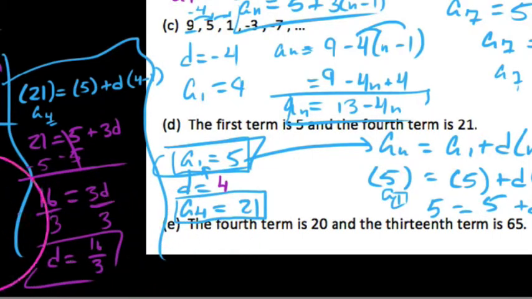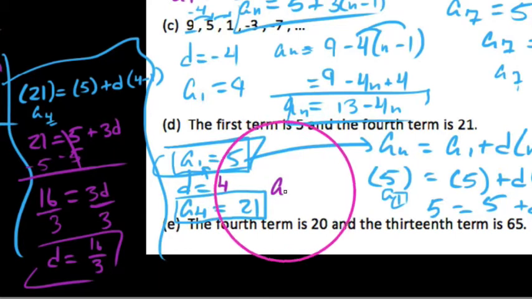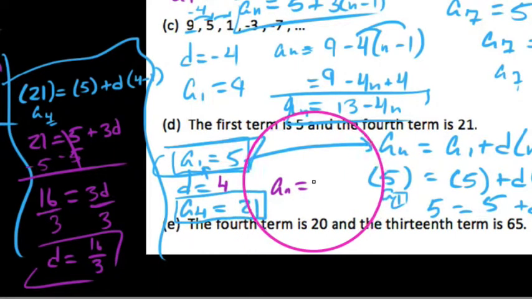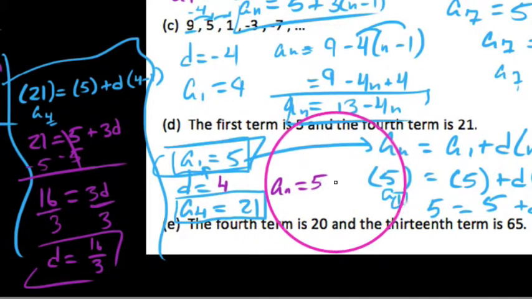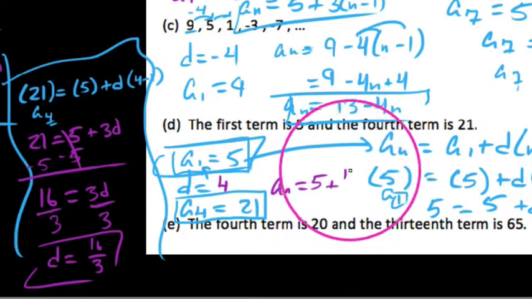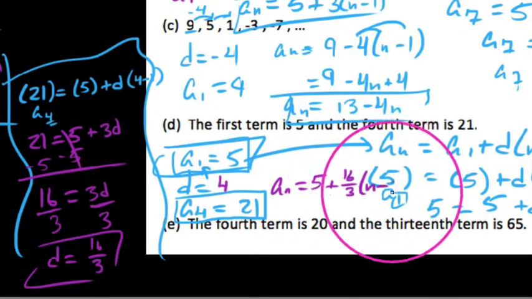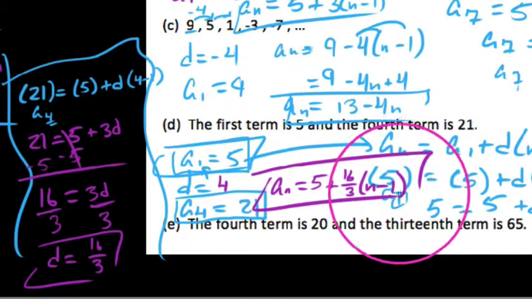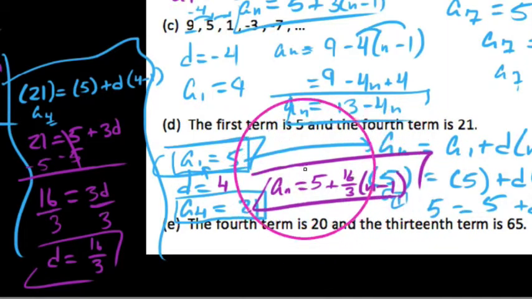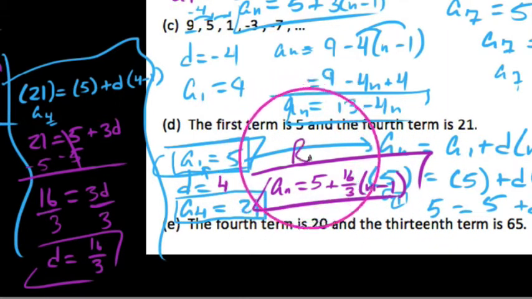So I suppose our rule here would be this. We would say an is equal to our first term, which was 5. And we say this would be plus 16 thirds, which is our d, times n minus 1. And sorry to write over the top of all my writing there, but that would be our rule. And we could, of course, simplify it, but we could also leave it. This is our rule for the nth term.